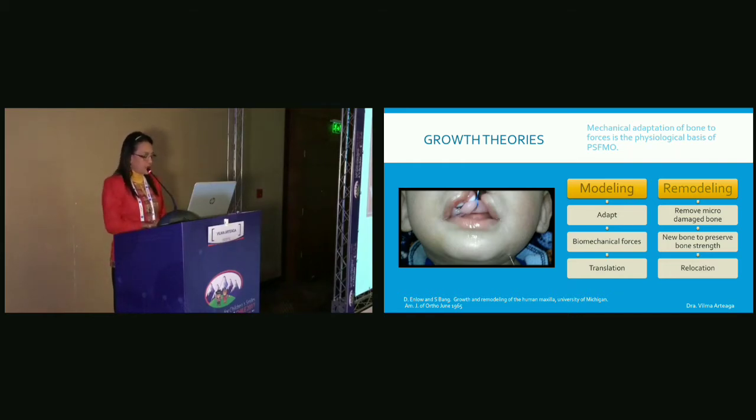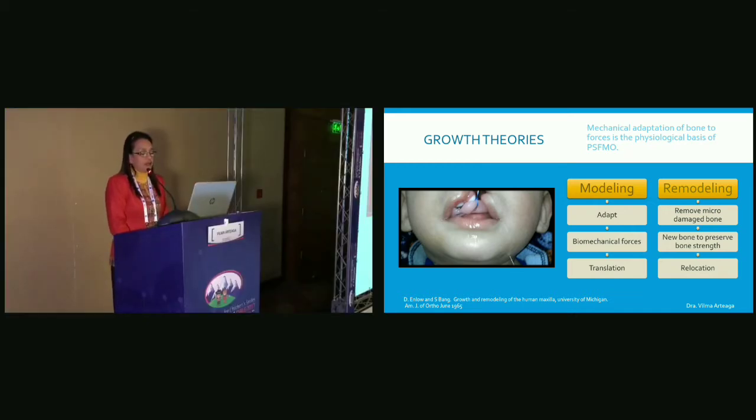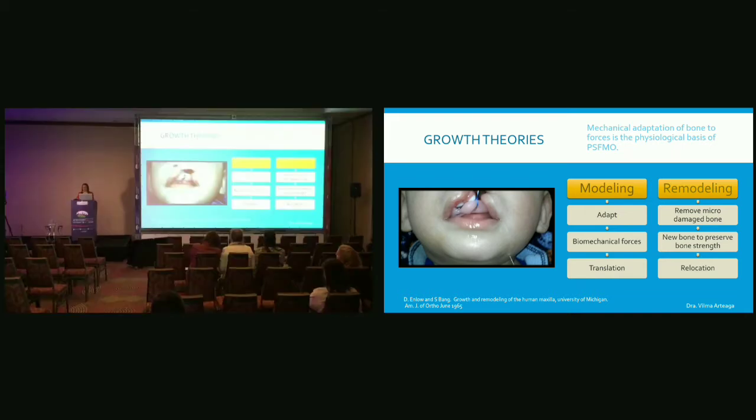causes intermittent touches, as we can see here. Let me see if it works. There. This is the way the plate works, by intermittent touches to the palatal surface and movements. And these movements are around 1,500 during the day. These bone changes occur throughout the whole life, even in older ages. And these are the modeling and the remodeling of the bone.